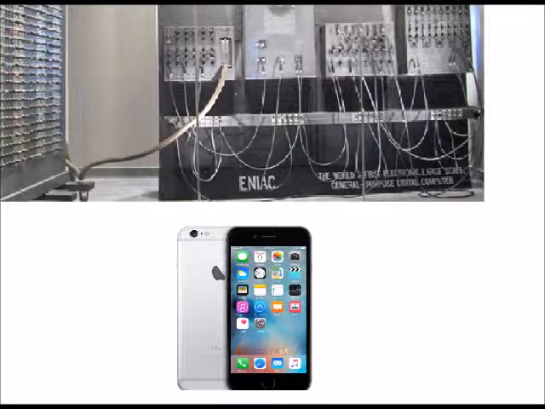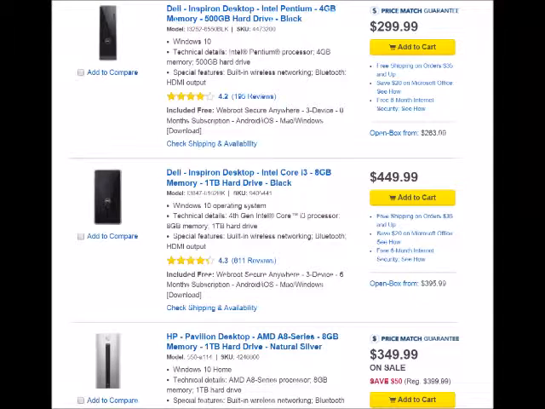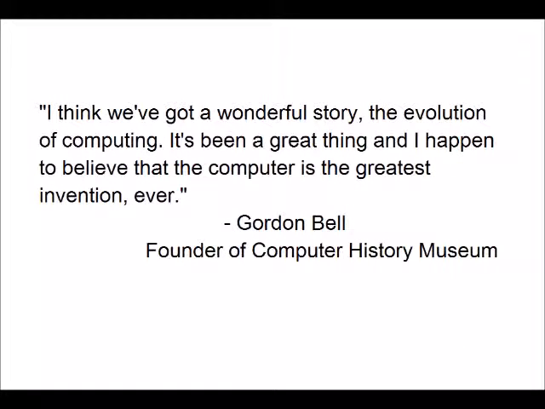From the 30-ton ENIAC to lightweight cell phones, the computer has made remarkable changes to our daily lives. I think we've got a wonderful story. The evolution of computing has been a great thing, and I happen to believe that the computer is the greatest invention ever.